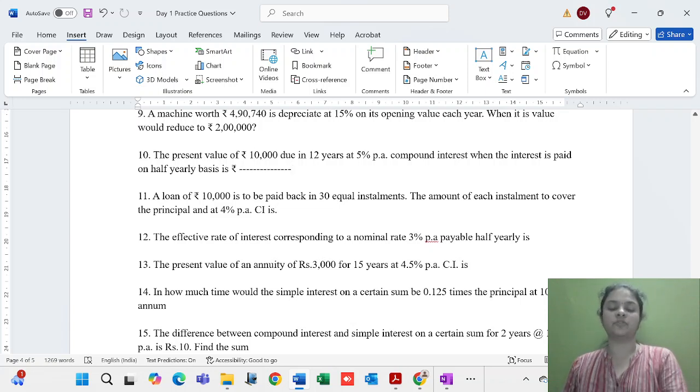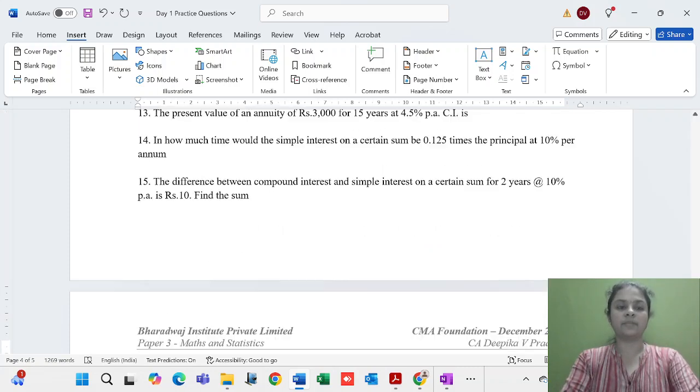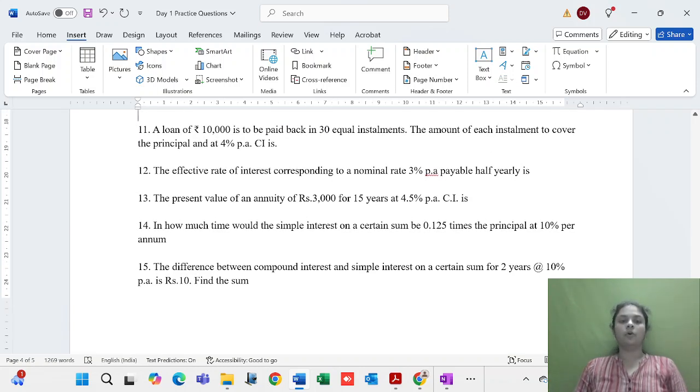Next, 11th one. So this sum, you can do on your own, I am not working it out. I hope the concept is clear. 11th question. A loan of 10,000 is to be paid in 30 equal installments. So loan of 10,000 means the value of 10,000 is present value. To be paid in 30 installments. Installment refers to annuity. The amount of each installment to cover the principal and 4% interest is. So they are asking you the annuity. N is 30. Rate of interest is 4.